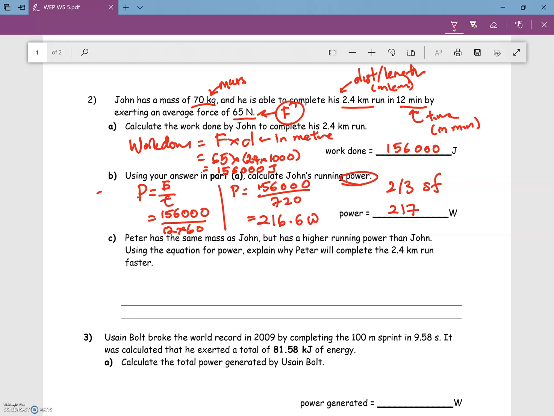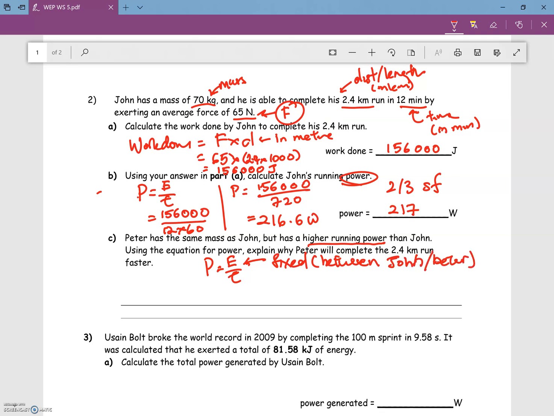They say Peter has the same mass as John, but has a higher running power than John. Using the equation, explain why Peter will complete the 2.4 km run faster. Okay, so imagine both of them have the same work done, because if they have the same mass, we take it that power equals energy divided by time. They cover the same distance, so this should be fixed between John and Peter.